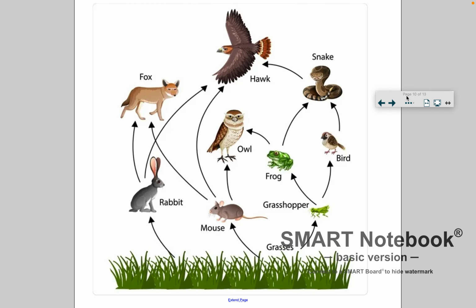Here's another. This is a food web showing multiple food chains interconnected to each other. But it usually starts off with grasses. So grass to rabbit, primary consumer, rabbit to hawk would be secondary consumer. Okay. It starts with a primary producer, and then you have your primary consumers and your secondary consumers.